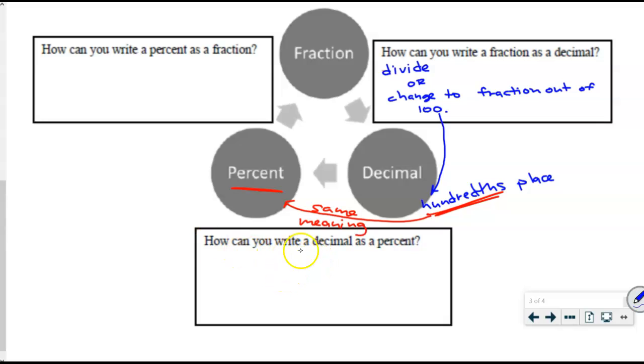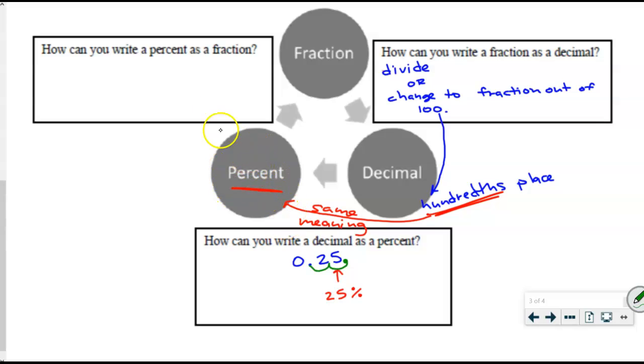So, really, truly what I'm doing, let me show you an example. We had 0.25. That's 25 in the hundredths place, so I write it as 25%. Look at what we're doing. See how that decimal place is just moving over? And then we add that percent symbol.